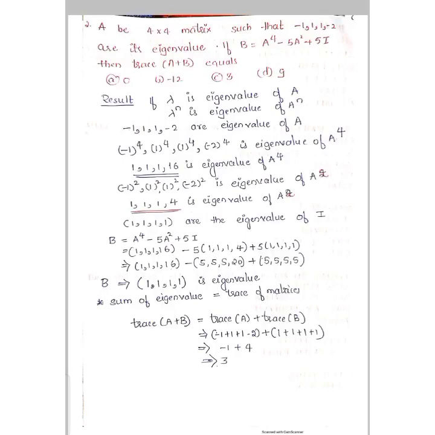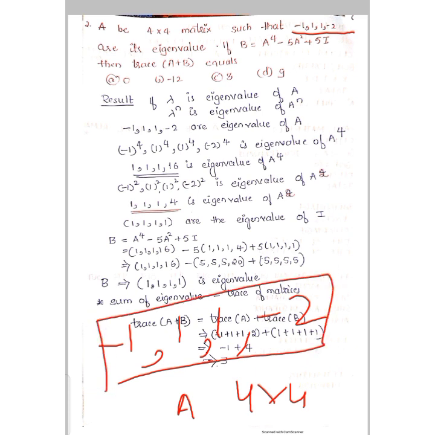So here we are going to discuss one of the questions of CSIR NET 2022. They have given A is any 4 cross 4 matrix, such that 1, minus 1, 1, 1 and minus 2 are all the eigenvalues of the matrix A. So minus 1 is also an eigenvalue of the matrix A, and 1 and minus 2 are also eigenvalues of your matrix A.